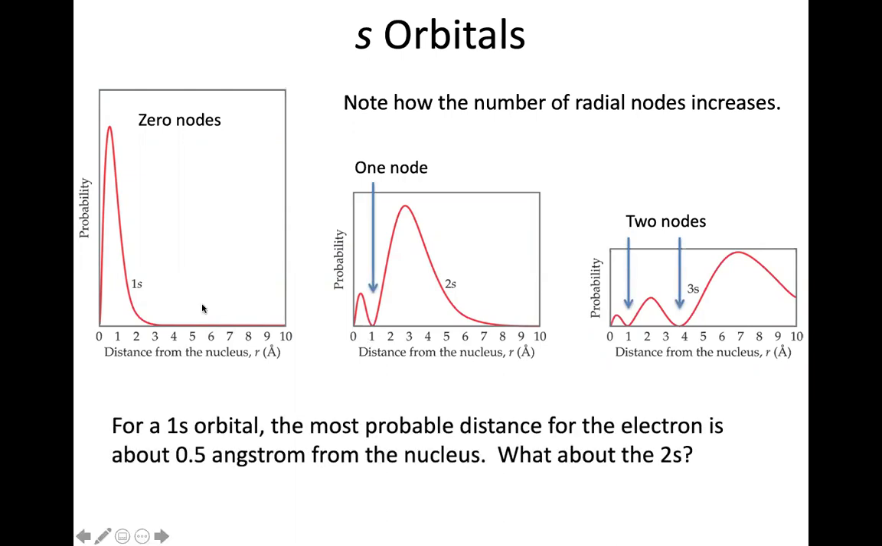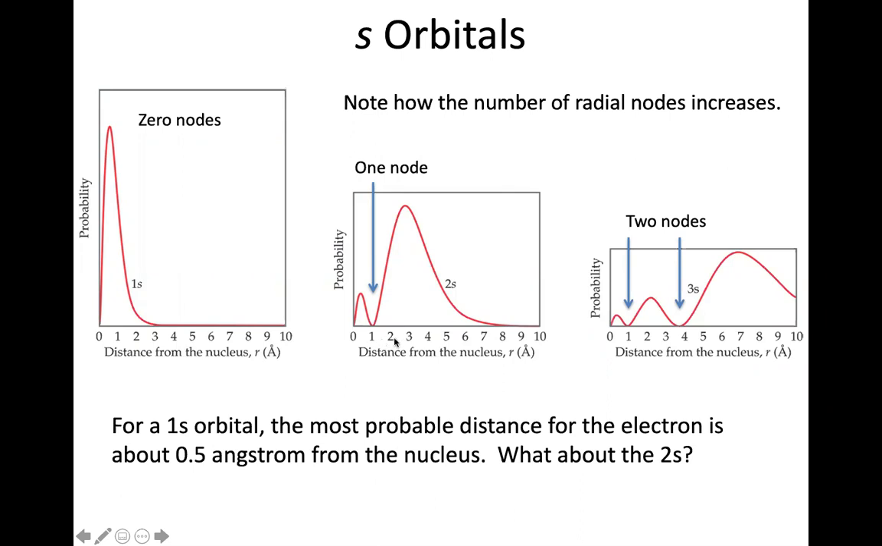So for a 1s orbital, I'd say the most probable distance that the electron is found is about, what would you say, about half an angstrom away from the nucleus. What about the 2s? Take a second. What do you think the most probable distance would be for a 2s orbital?